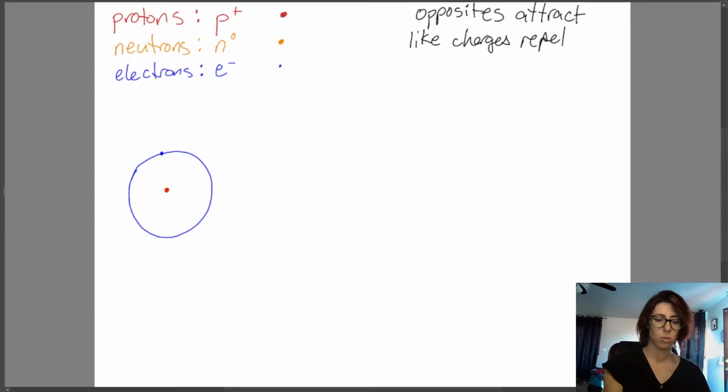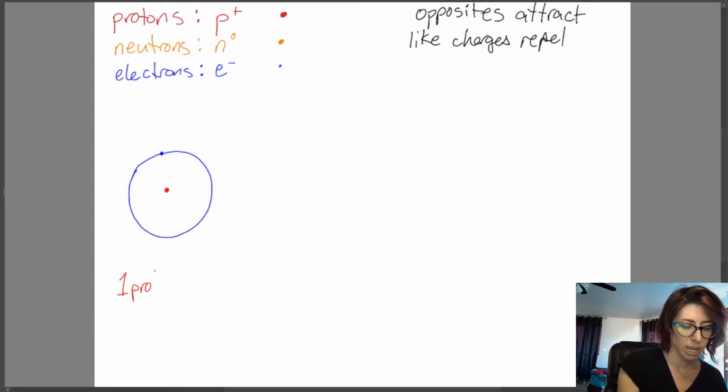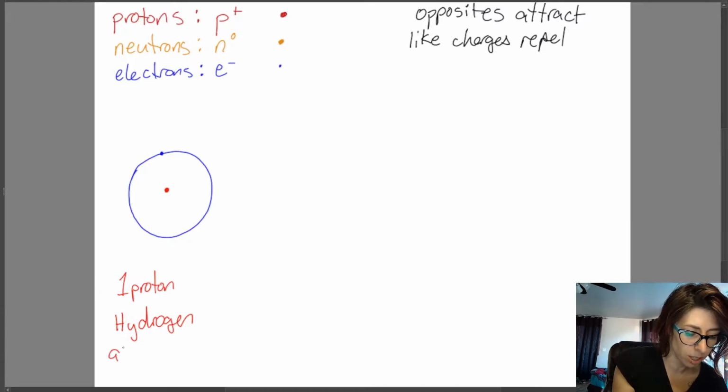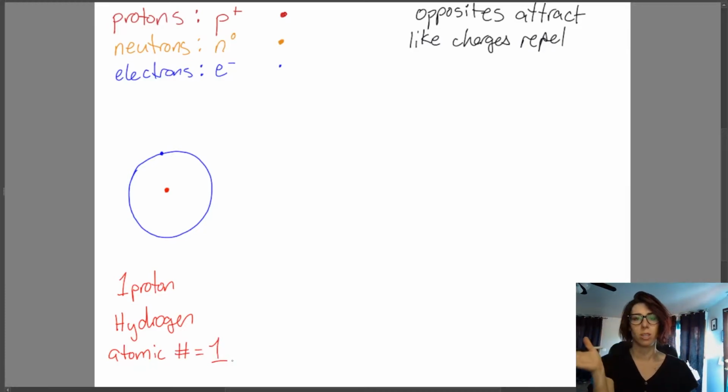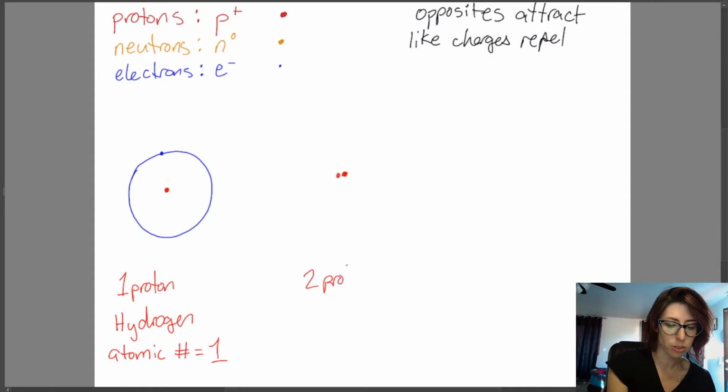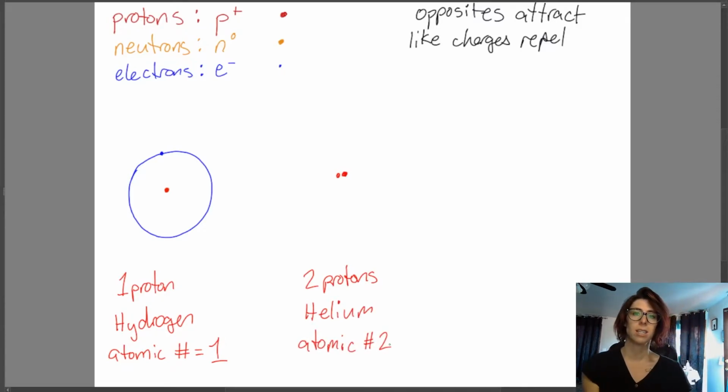If the atom has one proton, we can know that this is hydrogen. The number of protons is also the atomic number, which you can find on the periodic table. So the atomic number of hydrogen is 1, because it has one proton in its nucleus. If you add another proton, it's no longer going to be hydrogen. It's going to be something else, like helium. So here's another, this is 2 protons. That's going to be helium, which has an atomic number of 2.